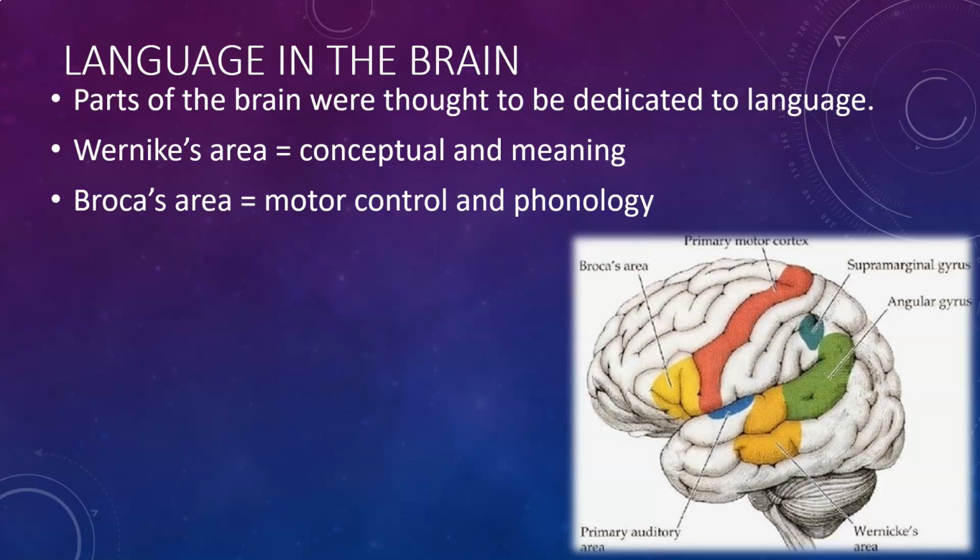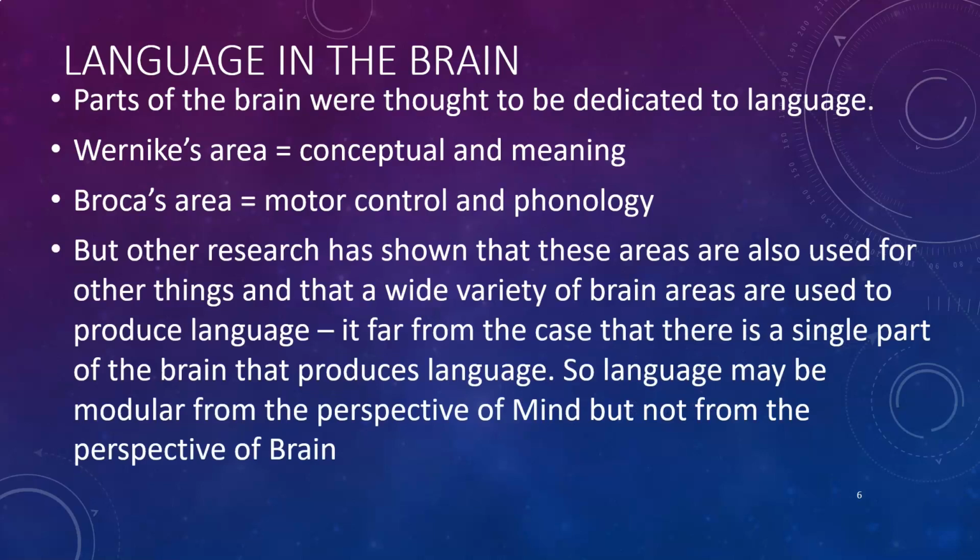More recently, however, it's been found that this research perhaps overstated the case. Research has shown that these areas are also used for other things, and that a wide variety of brain areas are used to produce language. So it is far from the case that there is a single part of the brain that produces language. So language may be modular from the perspective of mind, but apparently not from the perspective of the brain. So it turns out that these arguments are perhaps not as strong as we originally thought they might be.